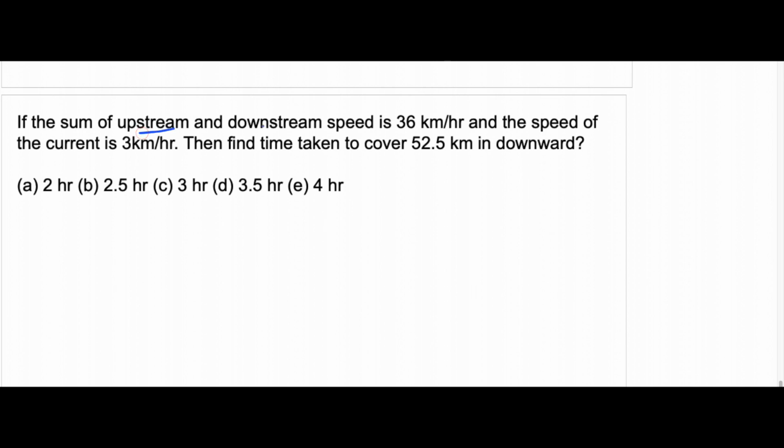If the sum of the upstream and downstream speed is 36 km per hour, let upstream be A and downstream be B. Okay, A plus B is equal to 36. And let the speed of the current be Y, and Y is equal to 3. Then find the time taken to cover 52.5 km downstream. So this means you have to find out the downstream speed. आपको downstream speed find out करना है, ठीक है? तो what will you do? What is downstream speed? Downstream speed is x plus y.